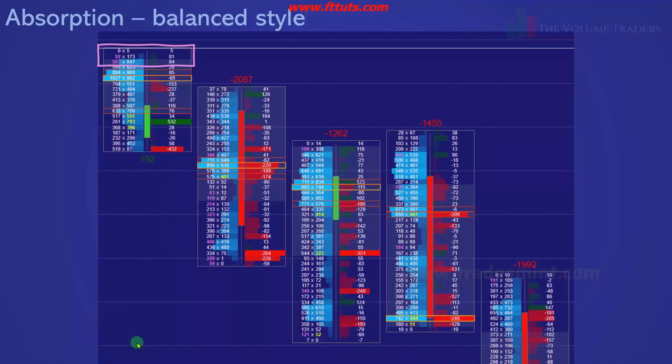on the wick. Yes, 5, 81 and 84. And we have also bearish imbalances on the left side here, and even stacked. Yeah, we have 2 imbalances. So perfect, even stronger reaction.